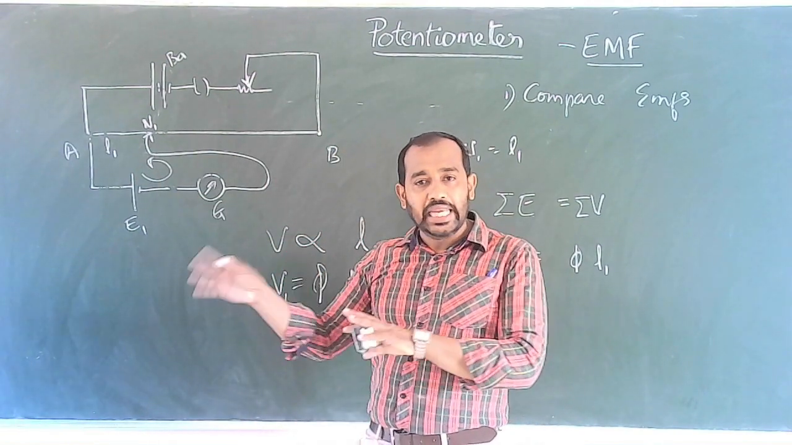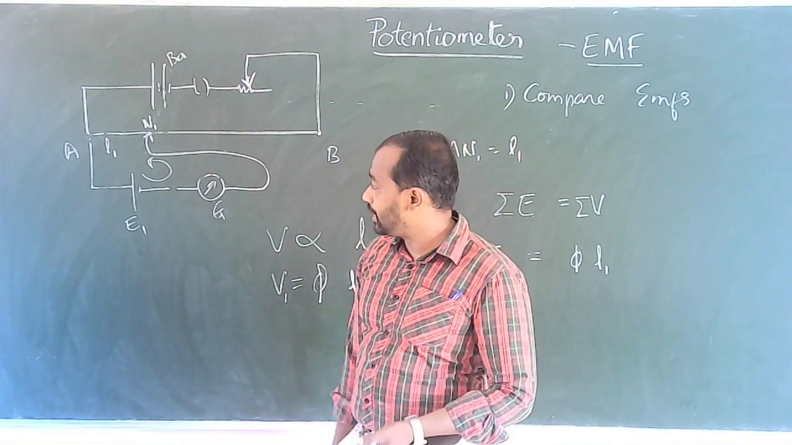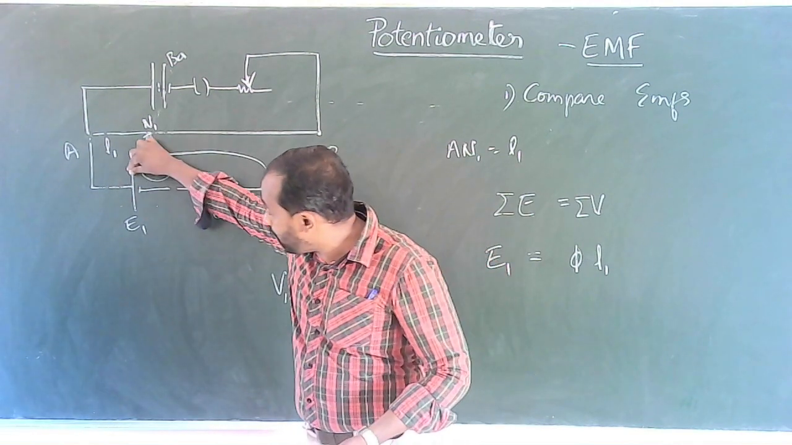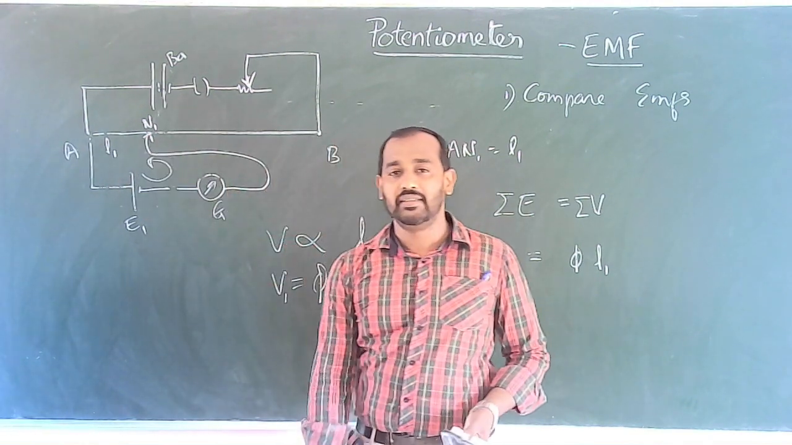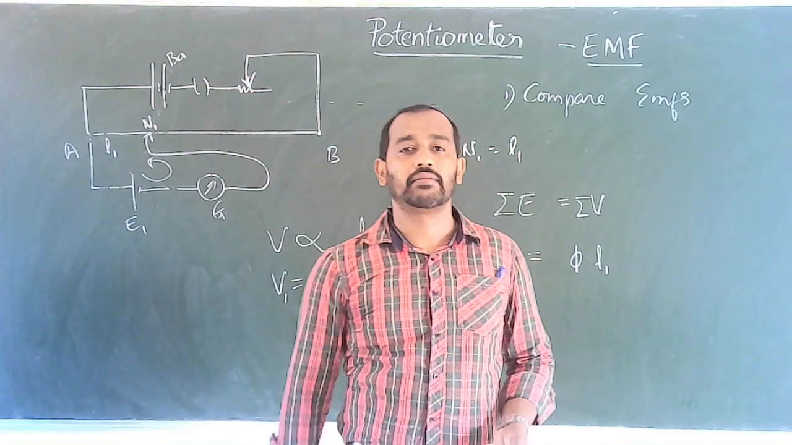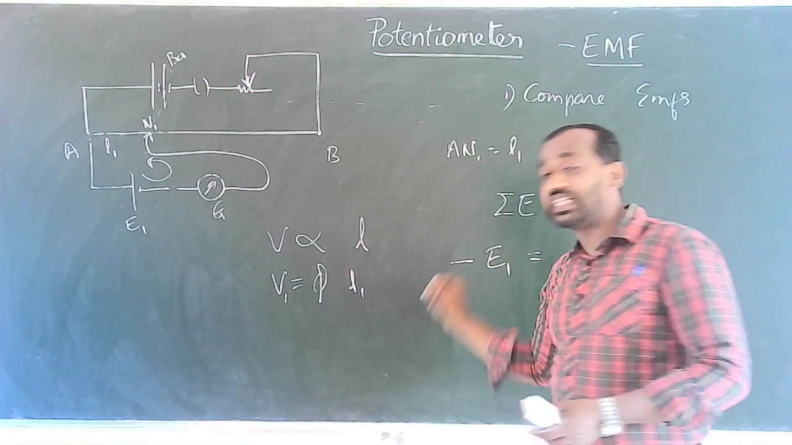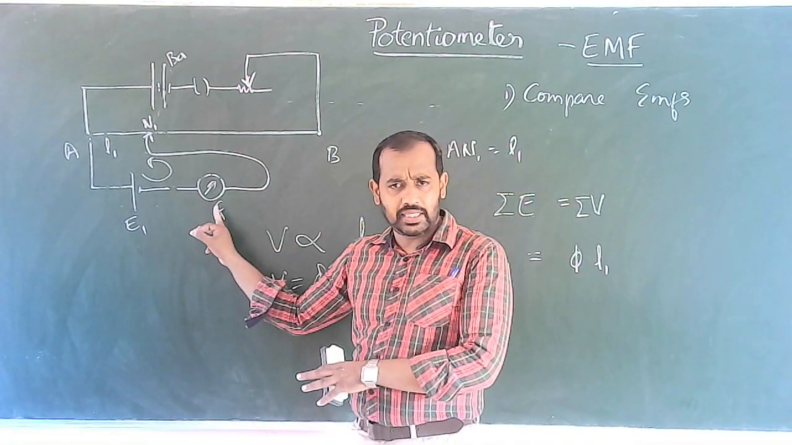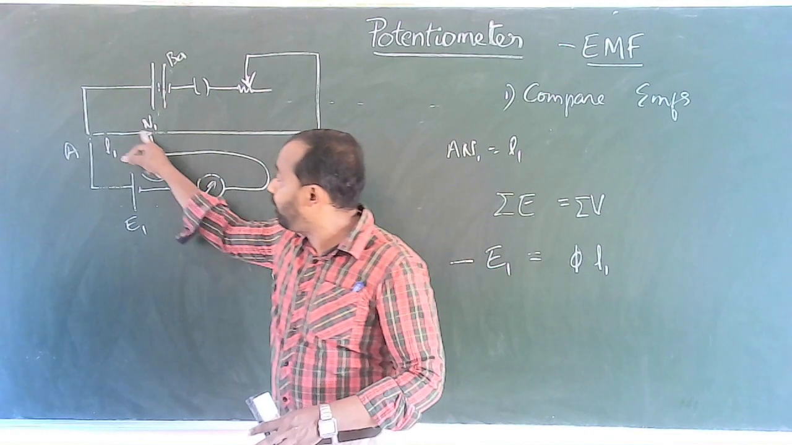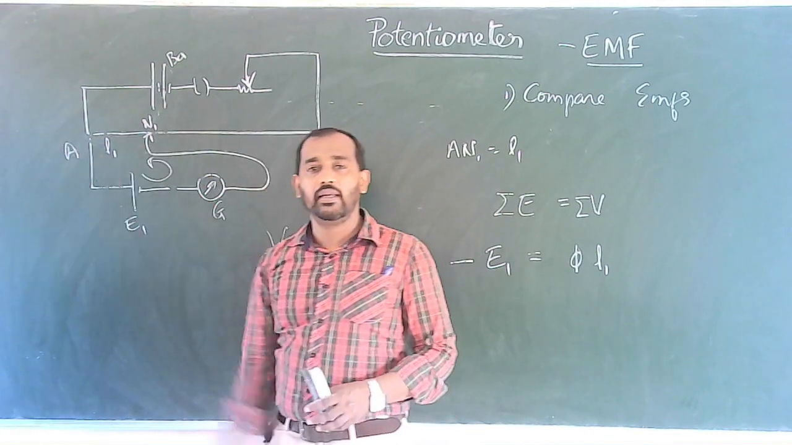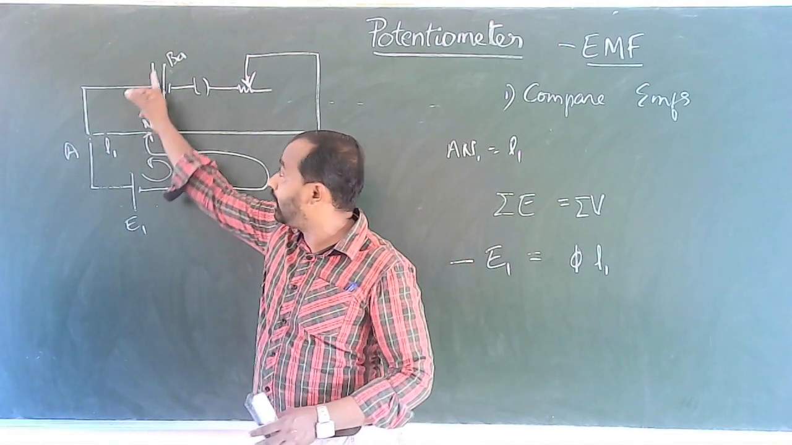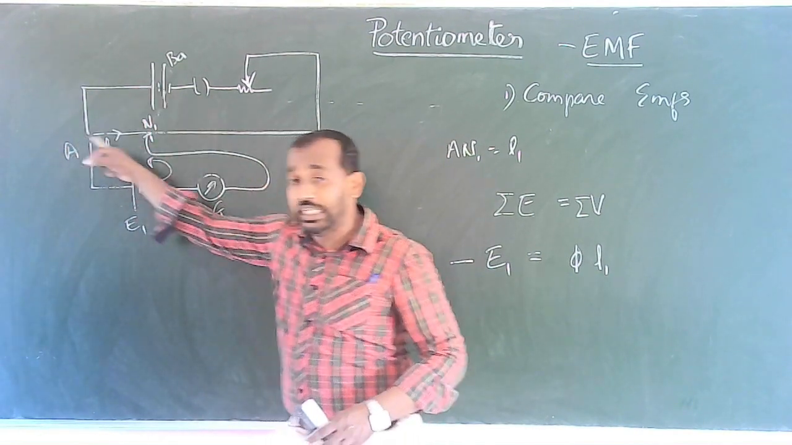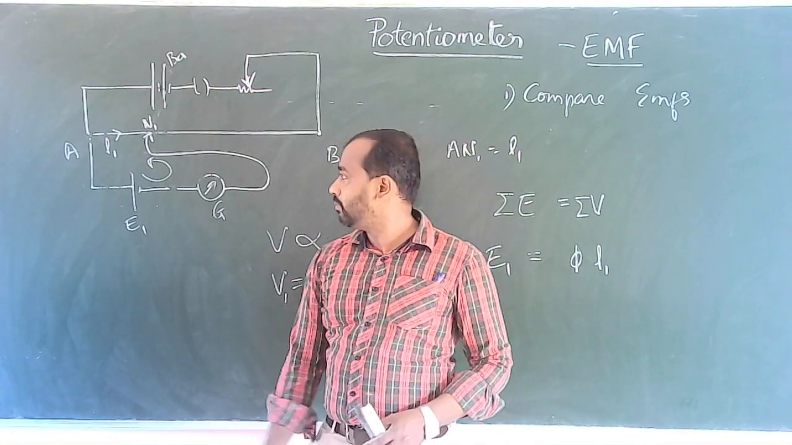So when we are moving in the anti-clockwise direction, then we can see that here in cell E1 we are moving from higher potential to the lower potential. Energy is decreasing. So therefore, EMF will be treated as negative. Then, no IR drops here. But when we are moving from N1 to A, then we can see that due to the battery, the direction of the current will be always from positive to negative.